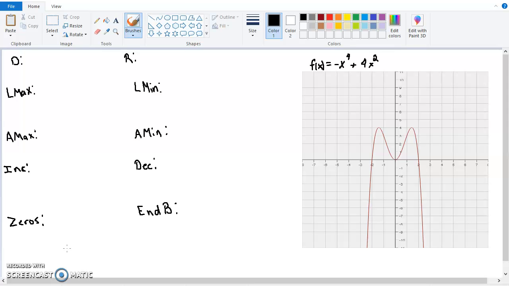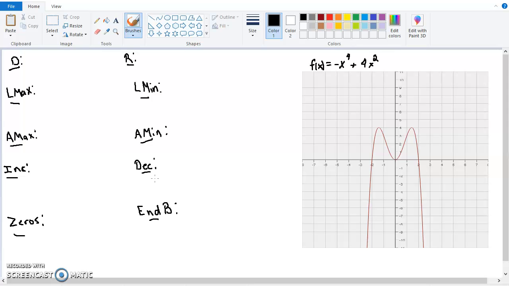AKS36 is graph polynomial functions, identify zeros when suitable factorizations are available, and show end behavior. So what I'm going to look for is the domain, range, local max, local min, absolute max, absolute min, increasing, decreasing, your zeros, and end behavior. These are the things you're trying to identify for AKS36.